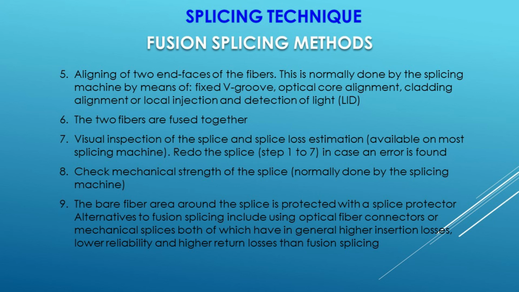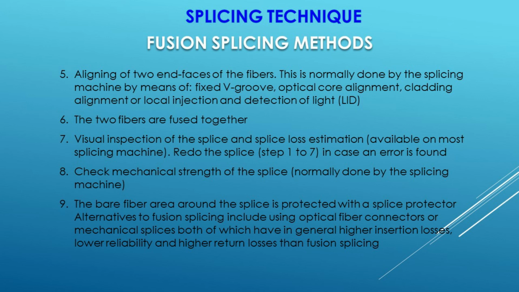This is normally done by the splicing machine by means of fixed V-groove, optical core alignment, cladding alignment, or local injection and detection of light. 6. The two fibers are fused together. 7. Visual inspection of the splice and splice loss estimation available on most splicing machines. Redo the splice, steps 1 to 7, in case an error is found. 8. Check mechanical strength of the splice, normally done by the splicing machine. 9. The bare fiber area around the splice is protected with a splice protector.